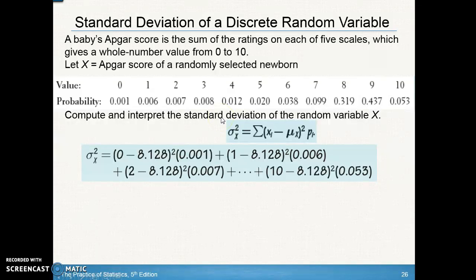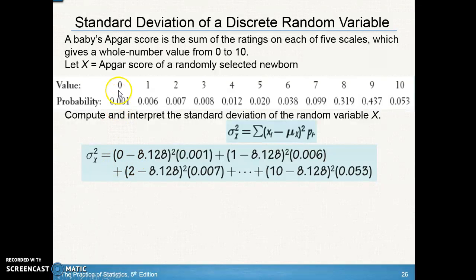So just remember, to find the standard deviation, you always want to find the expected value first. After you find the expected value, find the variance, take the square root of the variance to get your standard deviation. So expected value, remember multiplying these, add it, multiply, add, you should have gotten an expected value of 8.128. So on average, after looking at many, many, many babies, the average Apgar score is 8.128.